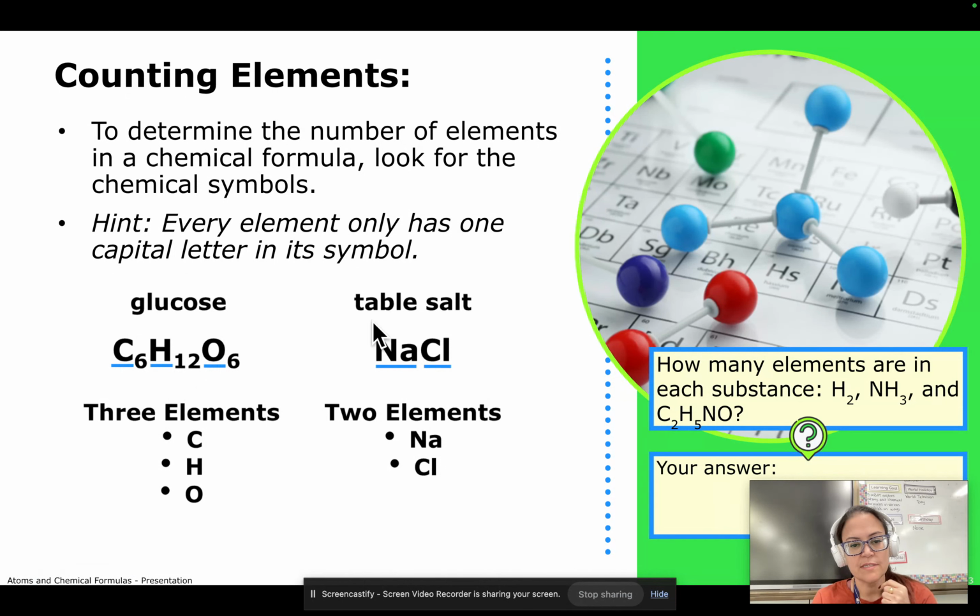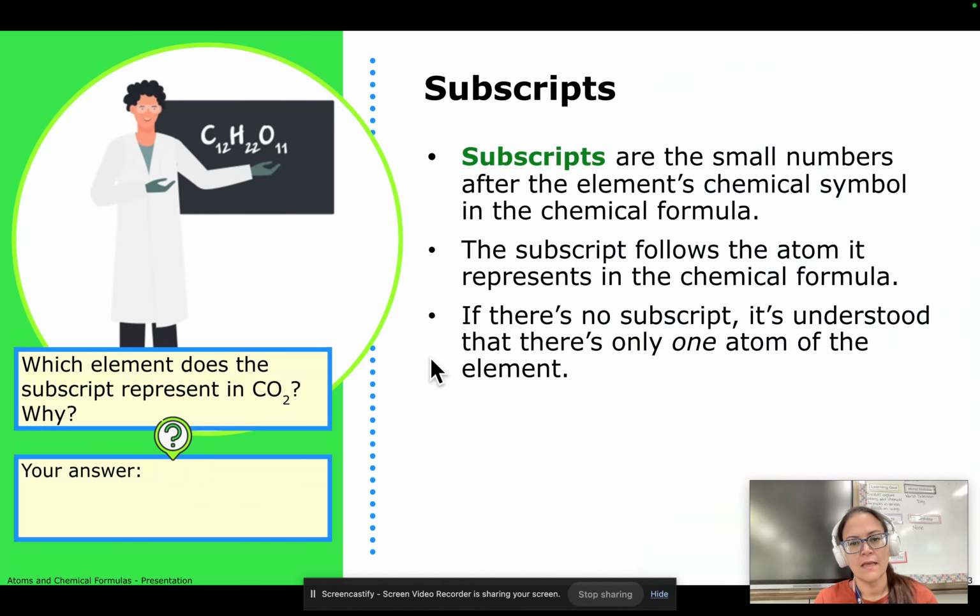And then table salt, we have sodium, which is Na, and then chlorine, which is Cl. Again, that's an L, not an I. And so we know there are 2 elements in this, sodium and chlorine. But since there are no subscripts here, we have 1 sodium, 1 chlorine, and that's it. So let's talk about the subscripts. I've mentioned this a couple of times. Subscripts are the small numbers after the element's chemical symbol in the chemical formula. The subscript follows the atom it represents. Again, if there's no subscript, it is understood there's only 1 atom of the element. And there's not going to be elements listed if they're not in that formula.